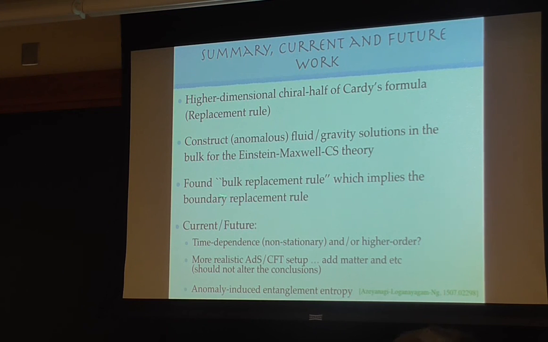And we found the replacement rule in the calculation of currents and stress tensor response, which after a few steps implied the replacement rule in the boundary. Both the bulk derivation and the boundary derivation are still very tedious and obscure. It'd be nice to think about this carefully, physically and maybe more geometrically. And as I alluded before, it'd be nice to think about time dependence, non-stationary black holes, or in this case, non-stationary fluid gravity.